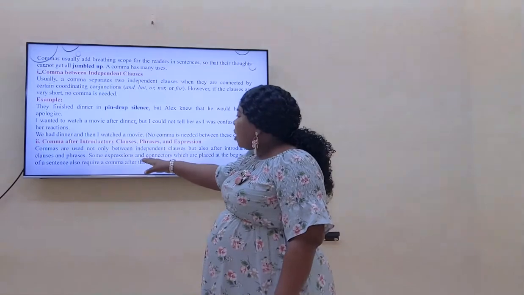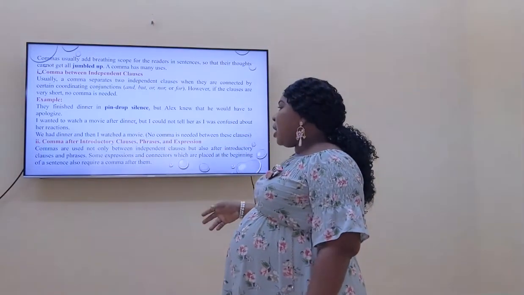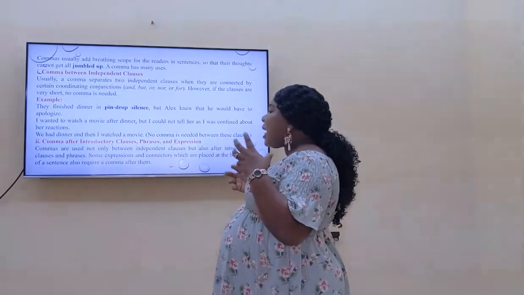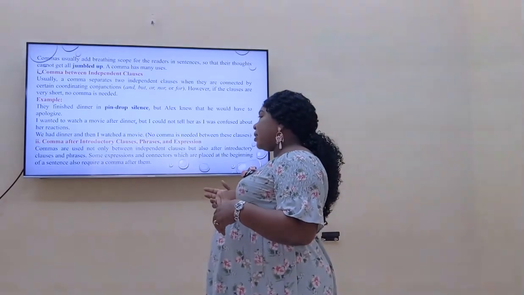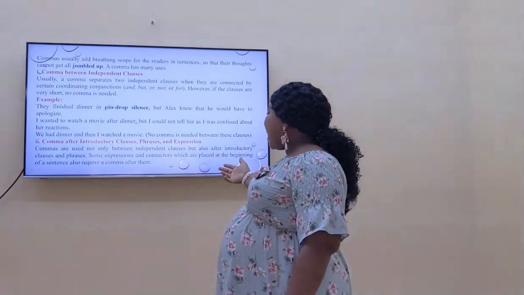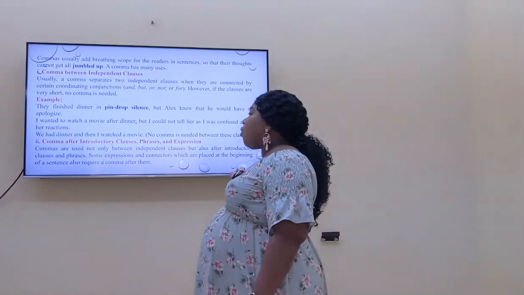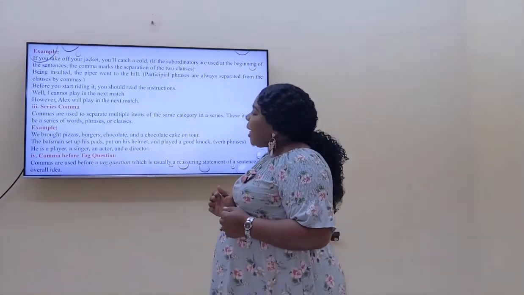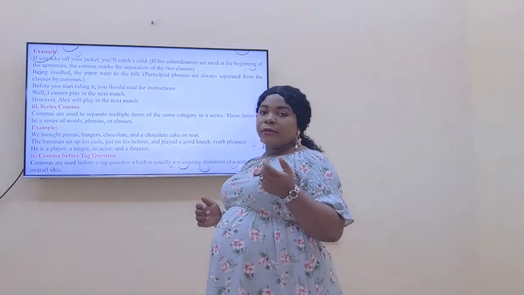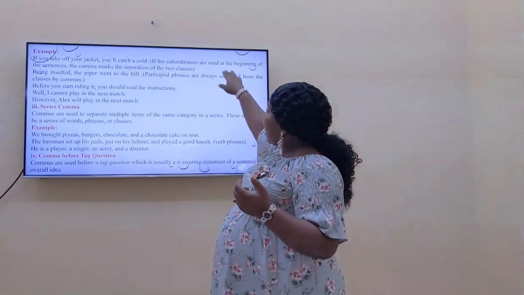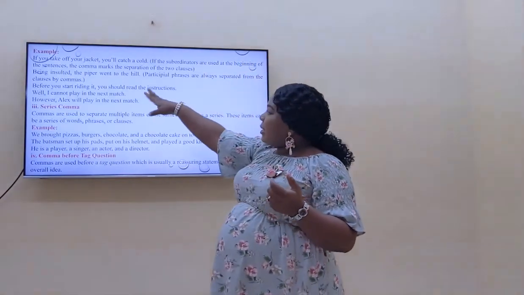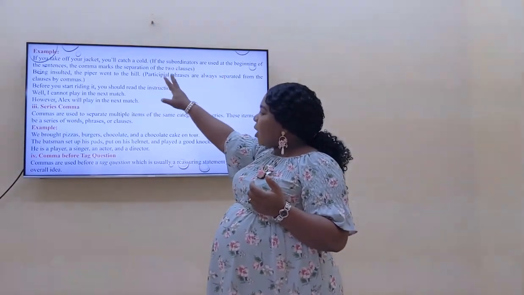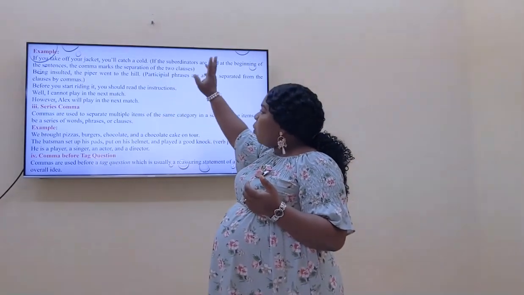Okay, comma after introductory clauses, phrases, and expressions. Commas are used not only between independent clauses, but also after introductory clauses and phrases. Some expressions and connectors, which are placed at the beginning of a sentence, also require a comma after them. For example, if you take off your jacket, you will catch a cold. Alright? If the subordinators are used at the beginning of the sentence, the comma marks the separation of the two clauses. If you take off your jacket, as a subordinator, you will catch a cold.